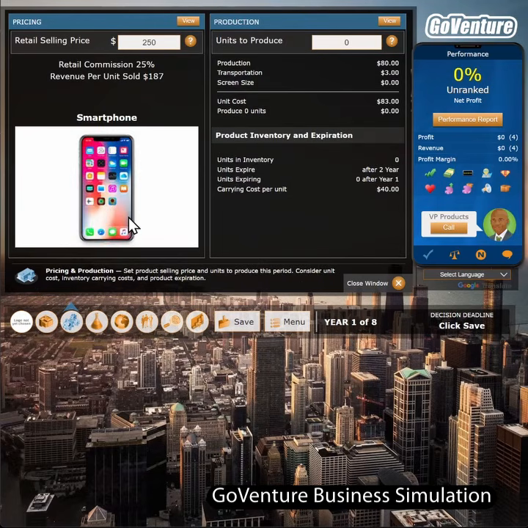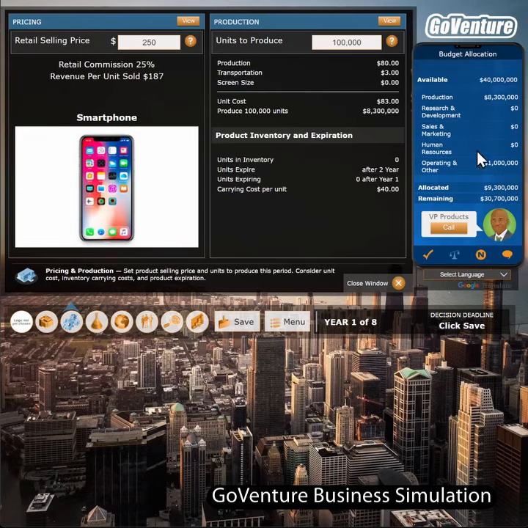So there's our smartphone. I've got the selling price of $250. That might be okay. We have to figure that out. There's a retail commission. So we're actually only going to net $187 at that price, but I can change that. I have to determine how many units I'm going to produce. Let's say I'll just put 100,000 in for now. It's going to cost me $8.3 million. Let's put up our budget here. So I've still got a lot to work with here, so I'm going to tweak these numbers as I go.